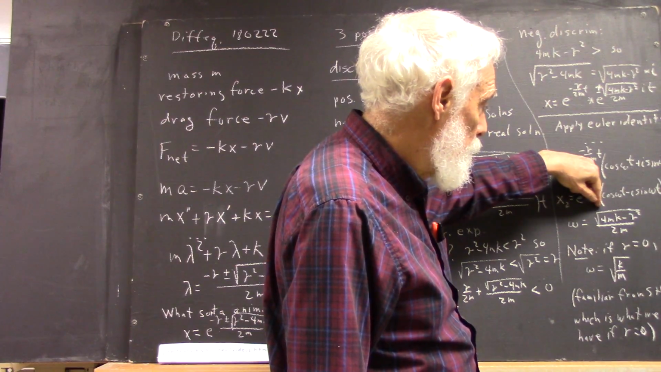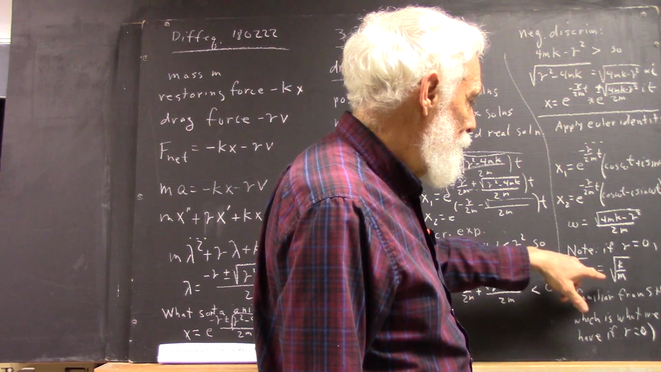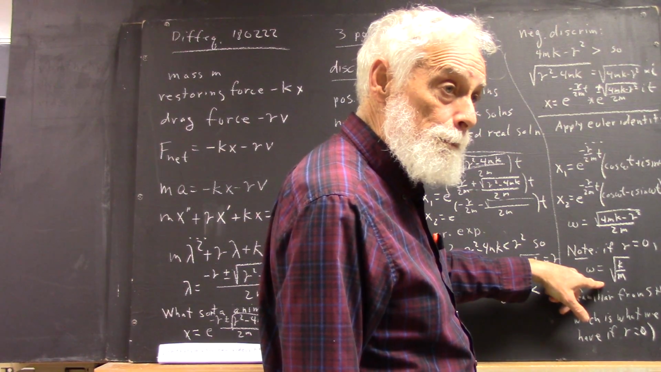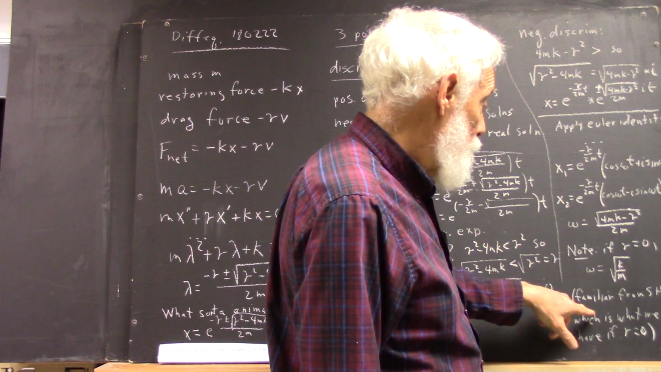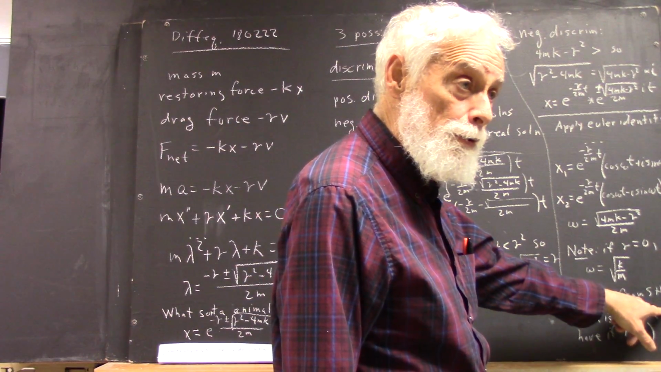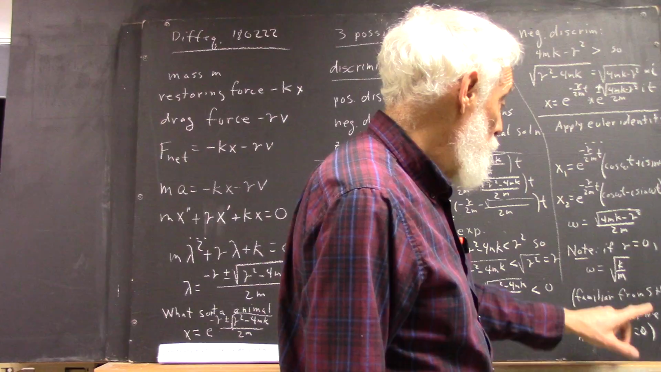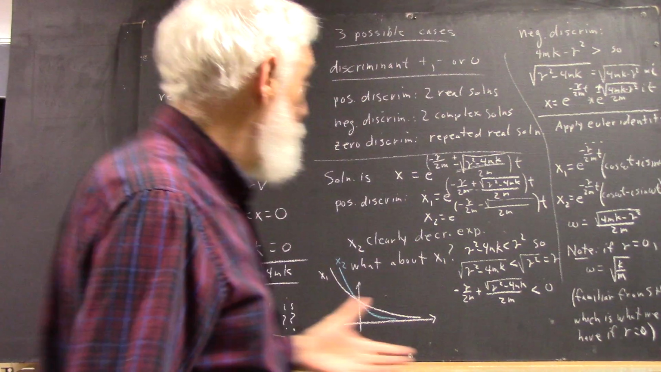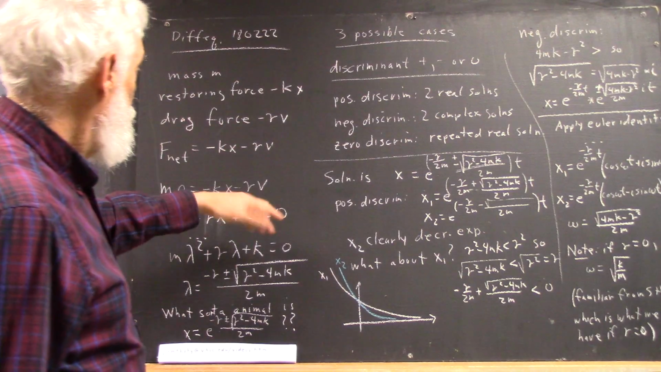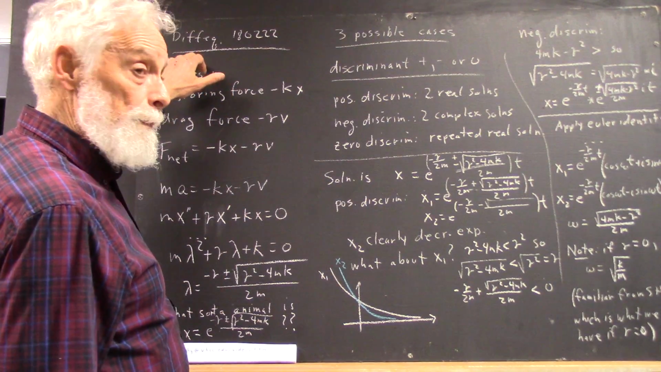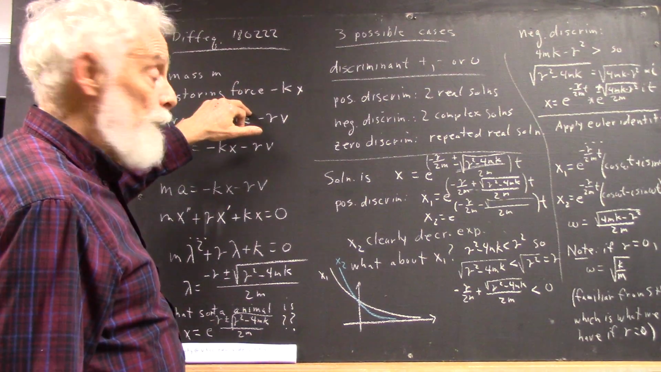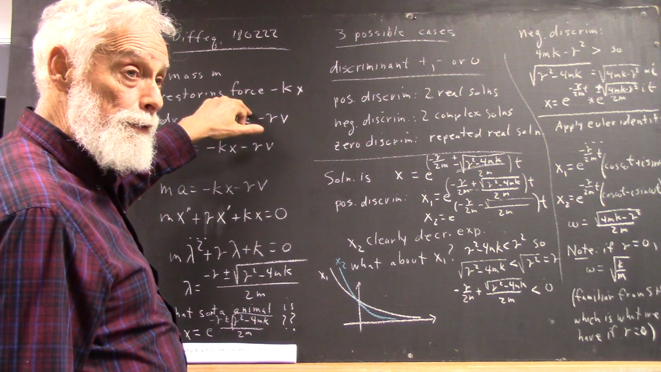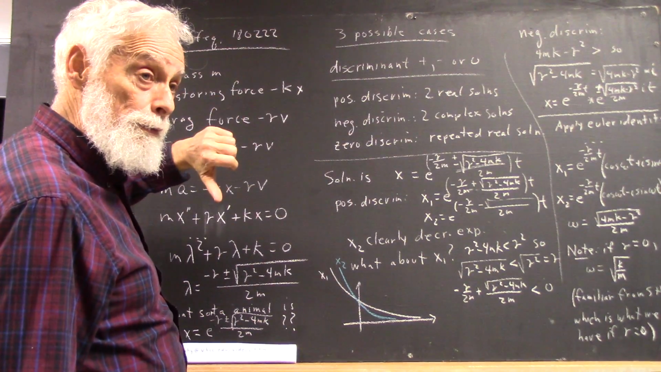But okay, you get this over this, and it simplifies to the square root of k over m. And that's familiar from simple harmonic motion. Why should it be? Well, because if gamma is 0, that's exactly what we have. If gamma is 0, we just have simple harmonic motion. We just have a mass m with a restoring force negative kx and no drag force.